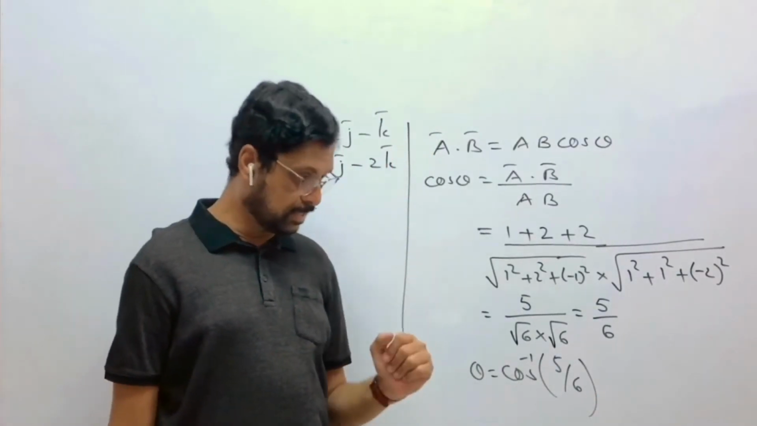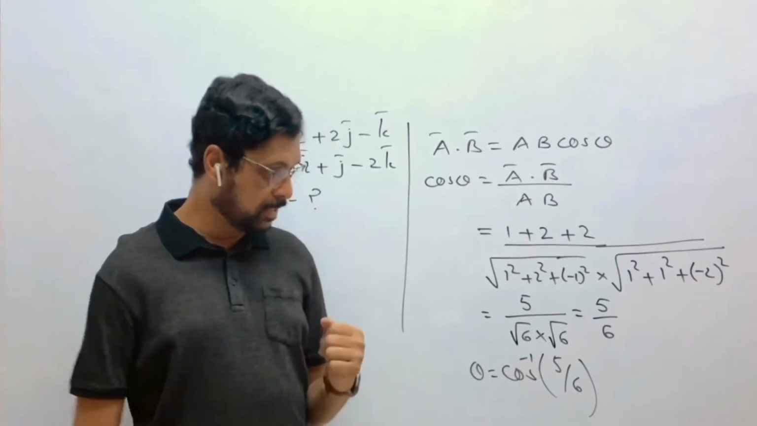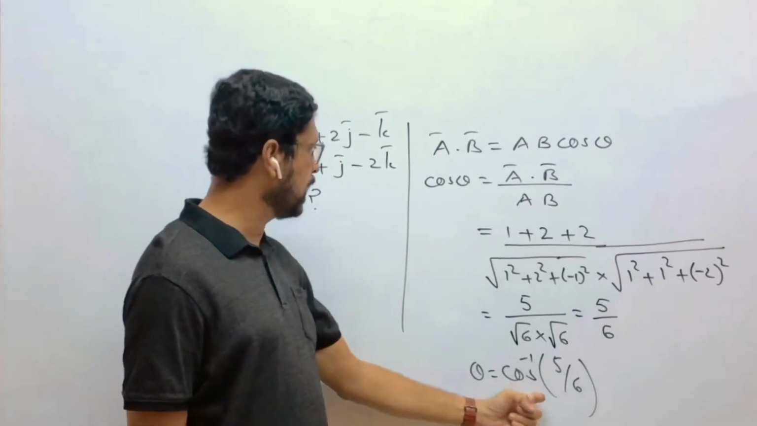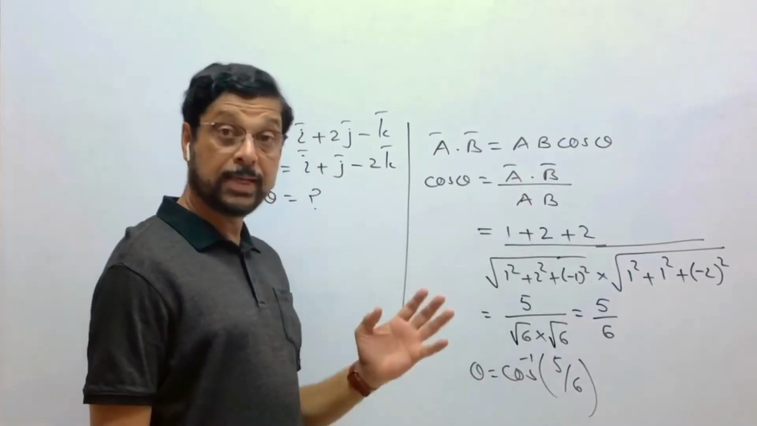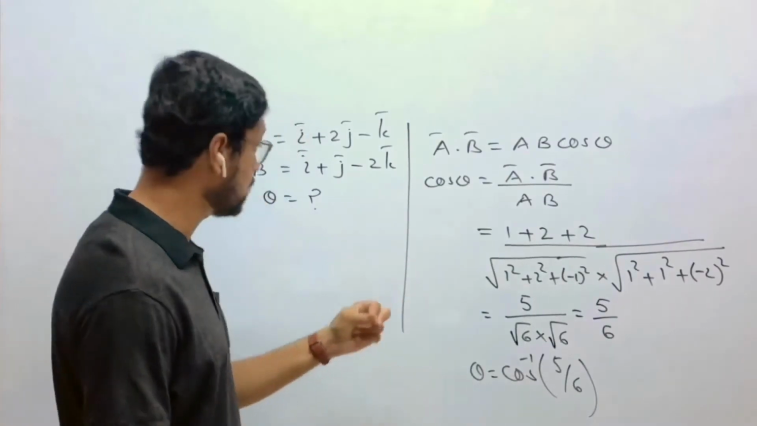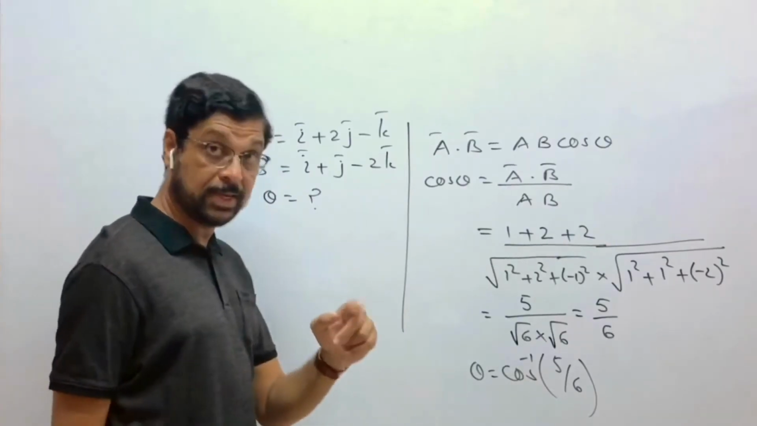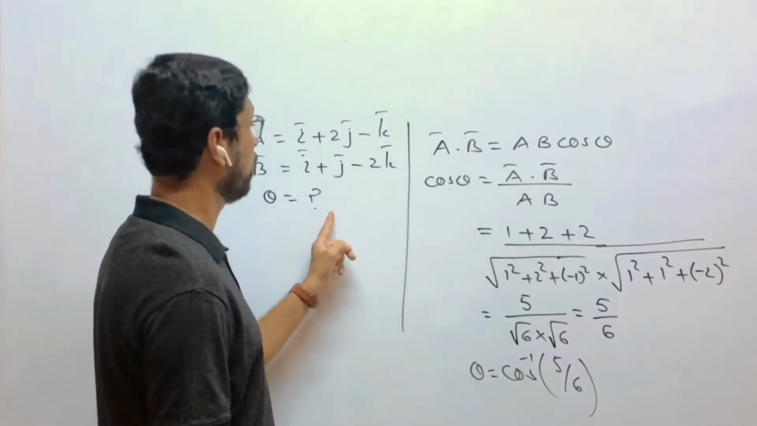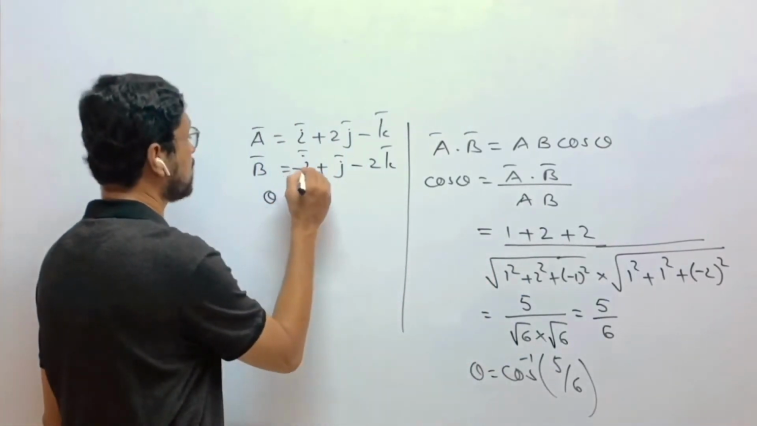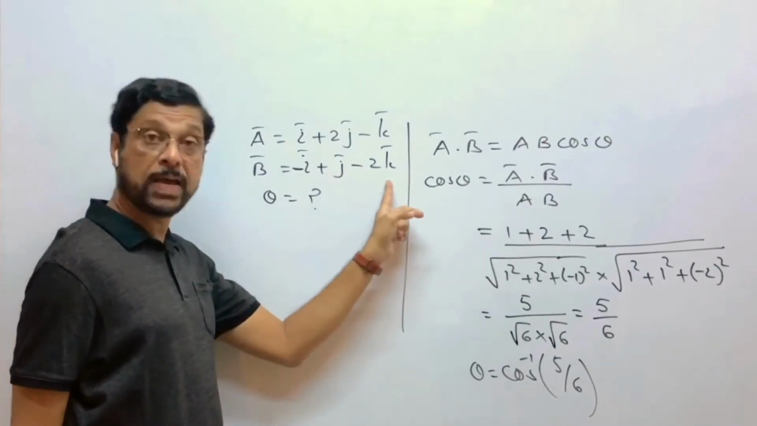Now the answers given there are pi, pi by 3, pi by 2. So this cannot be the answer. So I think there is some mistake in the question itself. Just let me check it. The answer given there is pi by 3. Okay, pi by 3 is the answer given. So this should be minus i. Vector B should be minus i plus j minus 2k.